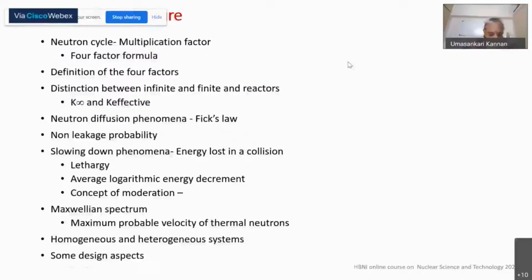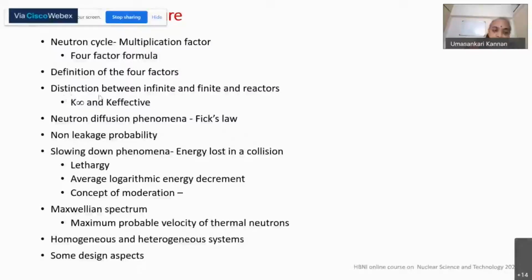A recap of the last lecture: we were looking at the neutron cycle. What is the multiplication factor? Then I introduced the 4-factor formula. I also defined all 4 factors, which are eta, epsilon, p, and f. And I mentioned that eta and epsilon are properties of the material or the fuel, and f and p are properties of the fuel in the medium. So it can be optimized so that you can get a K infinity with proper moderation as a medium.